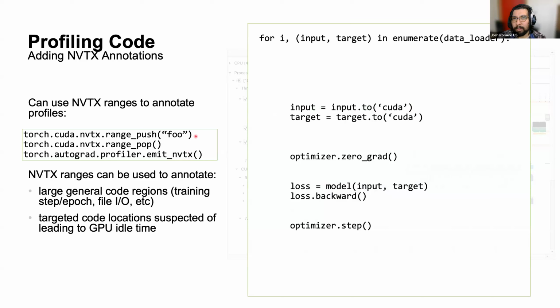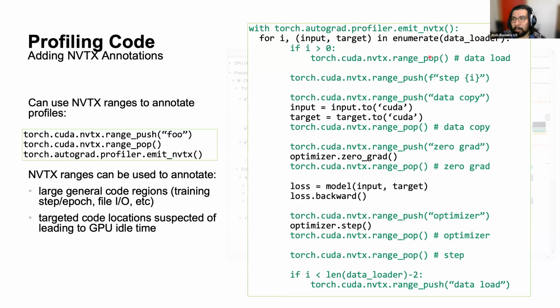This is a really exploded PyTorch training loop that shows how you might want to add these ranges. You would never write a loop like this for input, target in enumerate data loader. Basically, I've exploded this view to make it a little easier to see different things. But the idea here is that the autograd profiler emit NVTX can be added as a context manager around this loop if you want to.